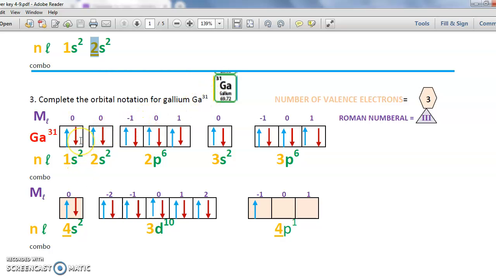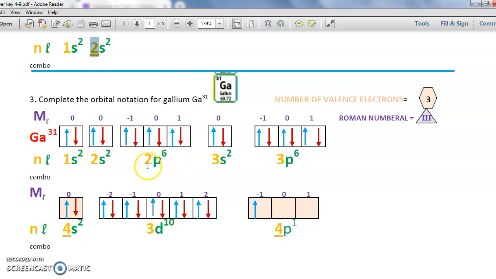2 go on the first level. 8 will go on the second level. 2 in the S, 6 in the P for a total of 8. The third level, as we learned, holds 18. 2 in the S, 6 in the P, and the D is actually on the third level. It would hold 10. So we can see why the third level has 18. 2 go in the S, 6 go in the P, 10 go in the D.